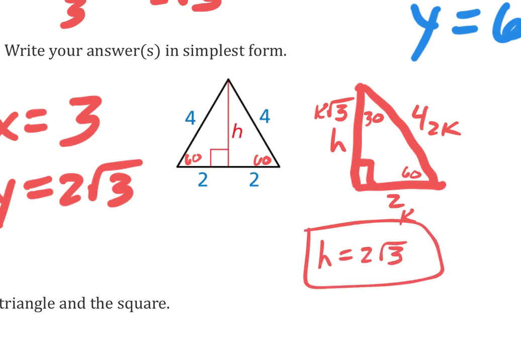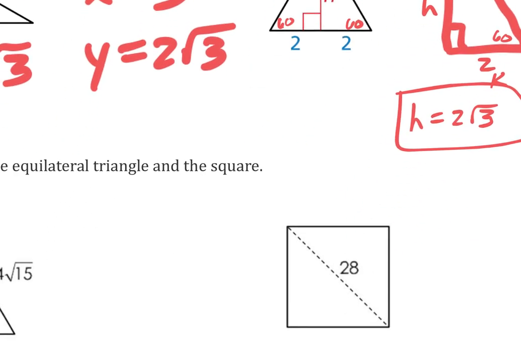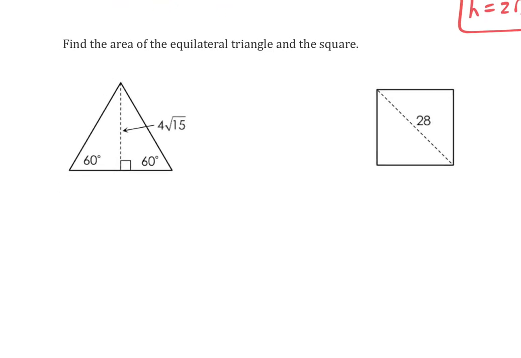Okay? No decimals today. Don't go to decimals. The only time we would go to decimals is if we're doing a story problem, okay, and we're trying to find the height or length of something. Okay, this one here. Find the area of an equilateral triangle and the square.